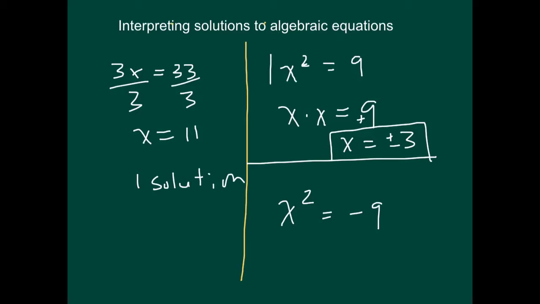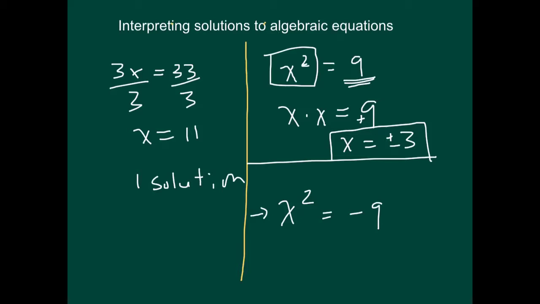Whenever you see the variable is squared and you're getting a number, that's a quadratic equation. Oftentimes there are going to be two solutions to that. Now sometimes that's not the case. Check out the one below here. Take a minute, pause if you have to. Can you see what that answer might be?